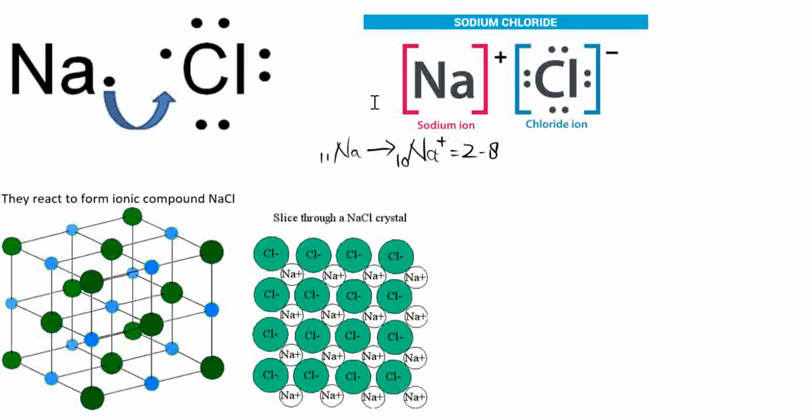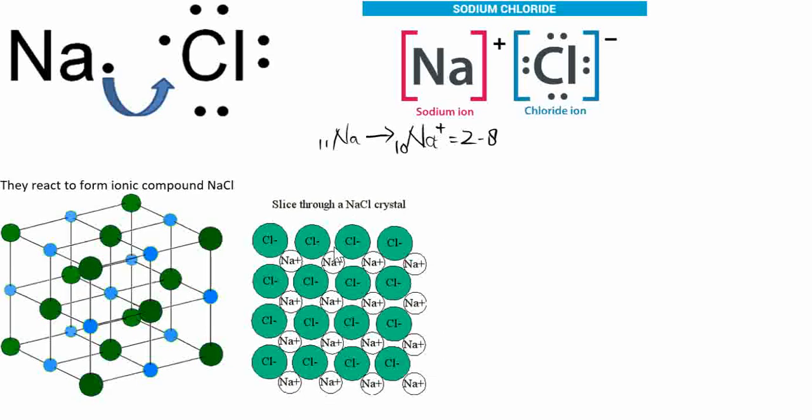Easy trick to remember: sodium is in group 1, so it becomes +1. Cl is in group 7, so 8 minus 7 is 1, so it has a charge of -1. So that's how we know Na is +1 and Cl is -1. So Na+ and Cl-, they react to form the ionic compound NaCl, and this is how they are arranged. In the NaCl crystal, the Cl- is here and then Na+ is in here. So this is the structure of the sodium chloride crystal.